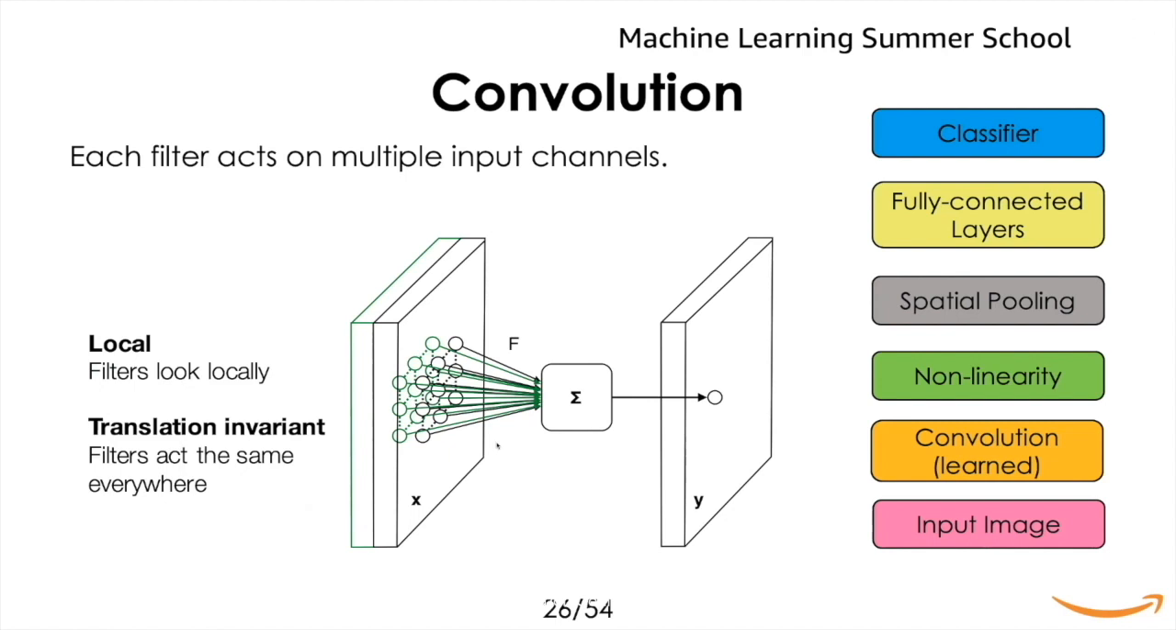So why is that useful? So consider you're trying to look for a cat in an image. The cat can be present anywhere in the image, and you want to find the object irrespective of where it is. So the filter should act the same while looking at all different regions of the image in order to find the cat.